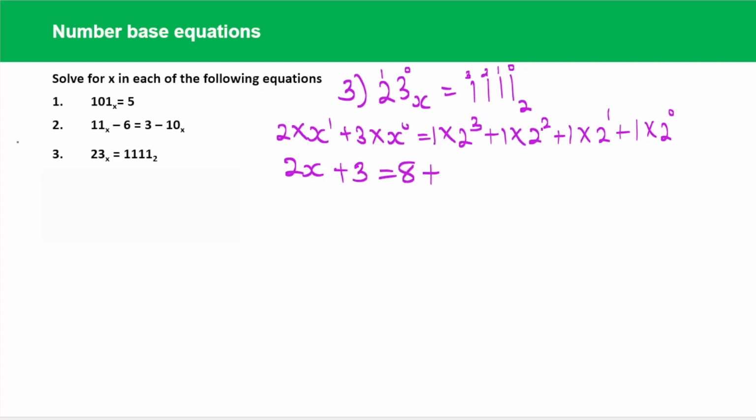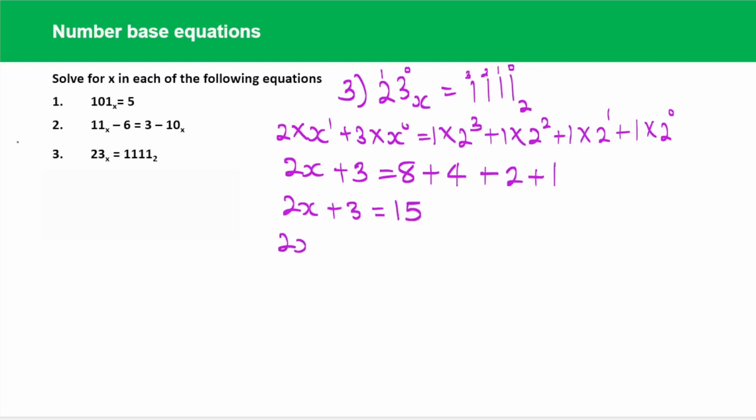2 to the power of 2 will give 4. 4 times 1 will give 4. 2 to the power of 1 will give 2. 2 times 1 will give us 2. 2 to the power of 0 is 1. 1 times 1 will give us 1. So again we have 2x plus 3. Now add up all the numbers on the right hand side together. 8 plus 4 is 12, plus 2 is 14, plus 1, that's 15.